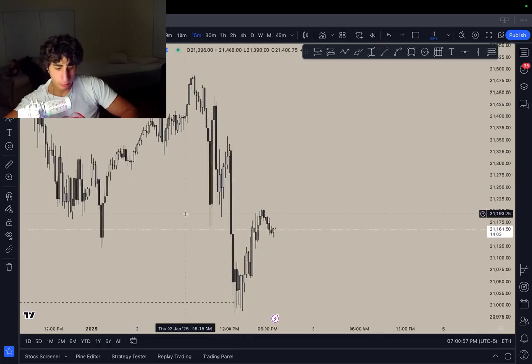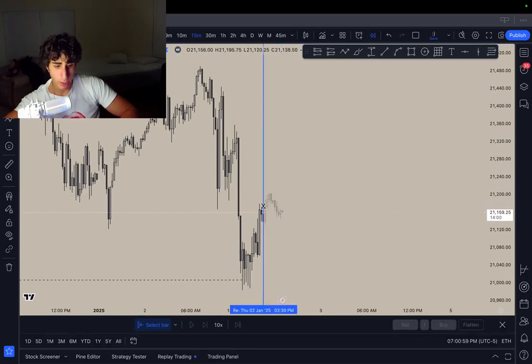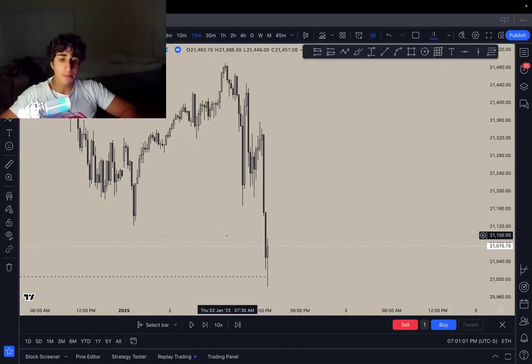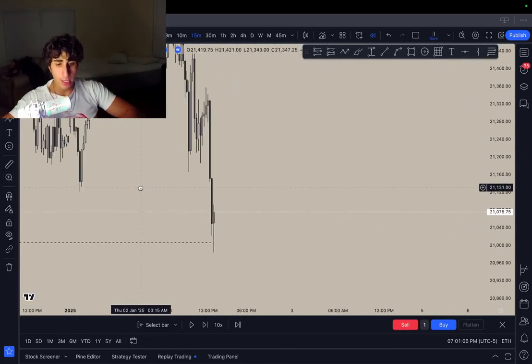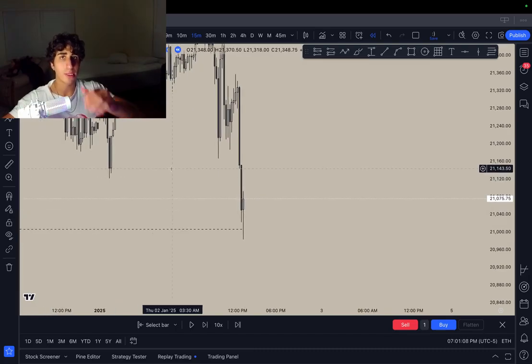So for example, right here is perfect. We swept previous month low here, right? We swept previous month low. And at this point in time, we want to rebalance the range, right? Because after taking liquidity, the market likes to rebalance the range.